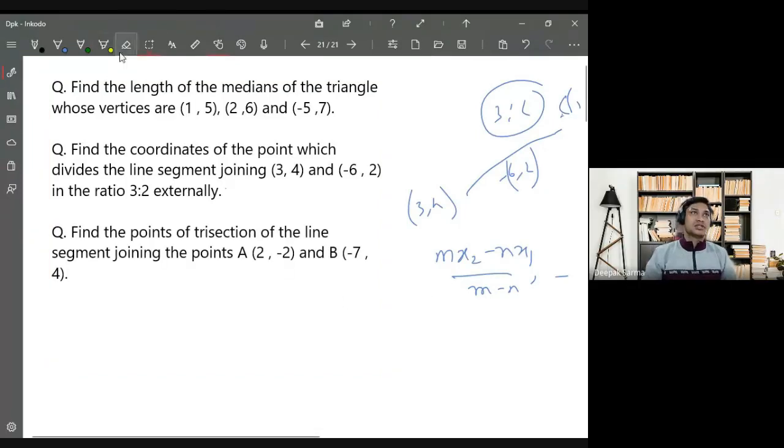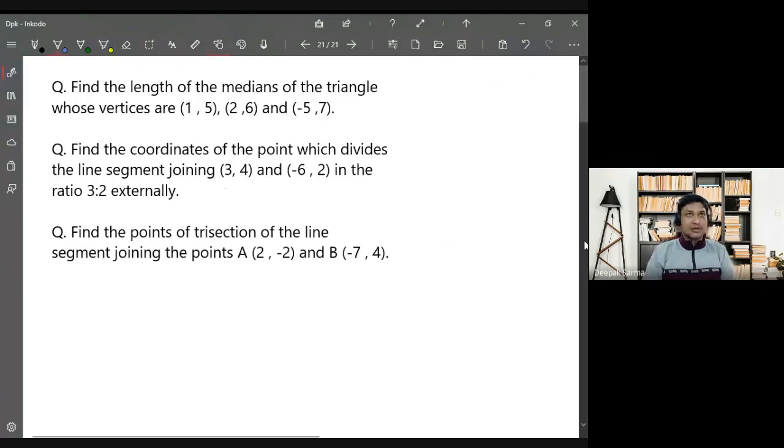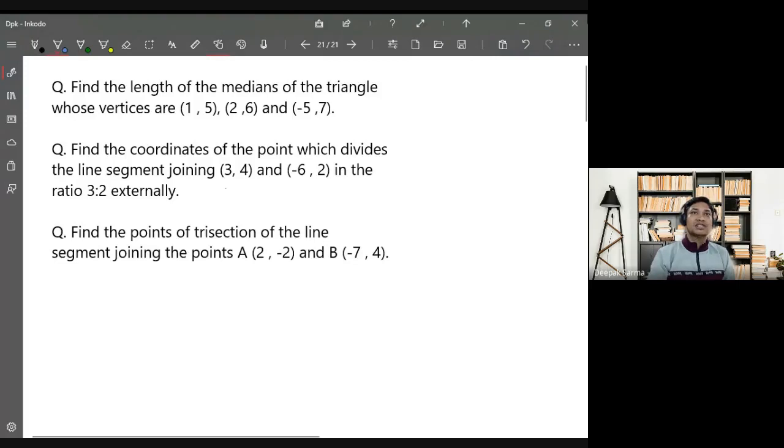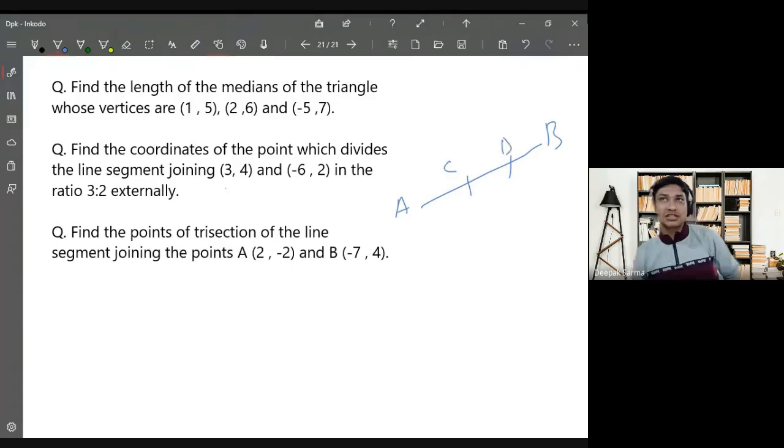Now see the third question. What is given? You have to trisect, not bisect. So you have 2 points, one is A and that is B. Now you have to trisect the line. Trisect means you have to make 3 equal parts. A midpoint divides the line segment into 2 equal halves, isn't it? Now trisect means you have to find 2 points, suppose here is C and D, so that we have 3 equal parts of the original line segment. Got it? Now how to find it?